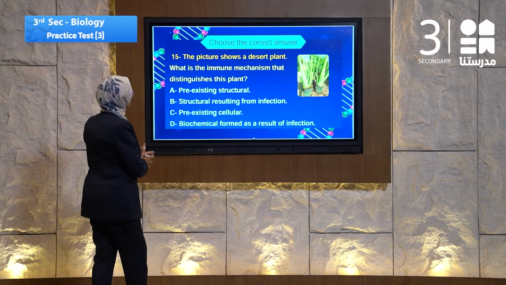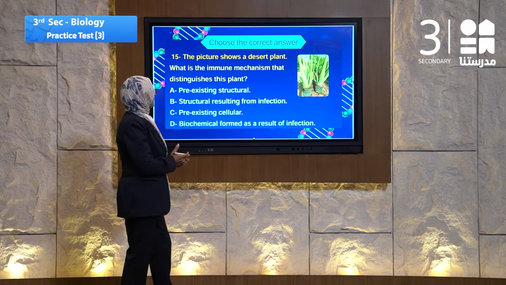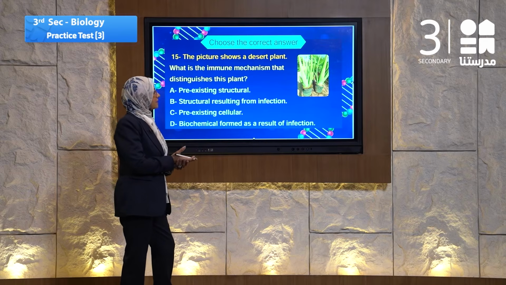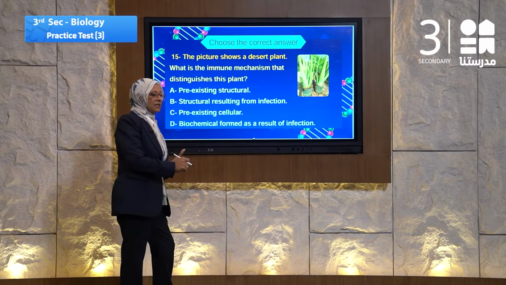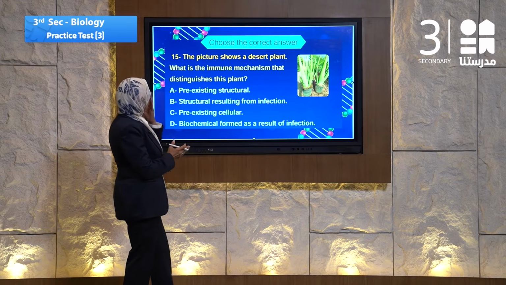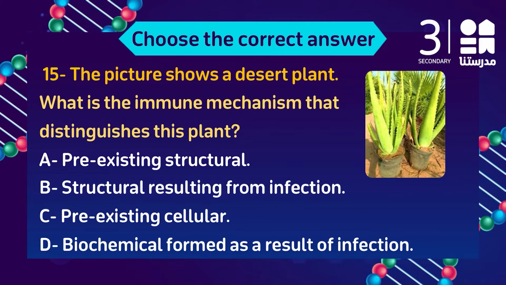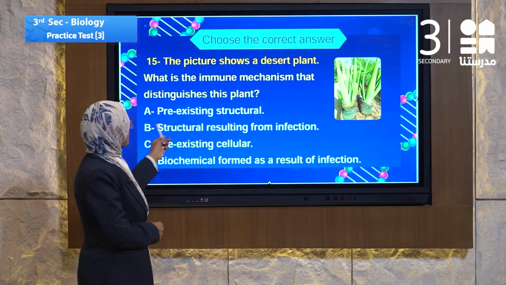Question number 15 speaks about the immune mechanism in this plant. This plant is aloe, a desert plant. Let's read the question and find what we need to answer. The picture shows the desert plant. What is the immune mechanism that distinguishes this plant? Number A, pre-existing structural.